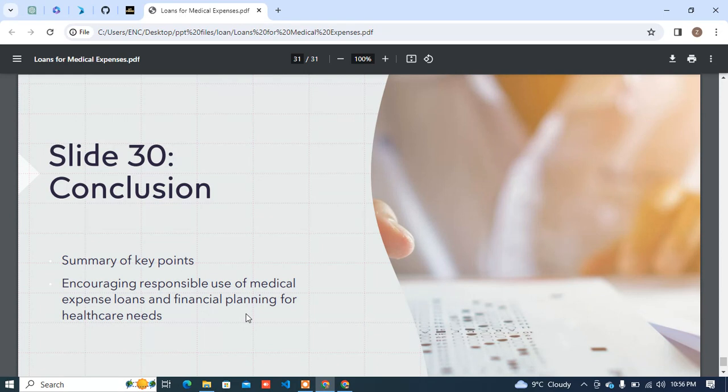And slide 30 is all about the conclusion. You have to keep in mind all the key points if you want to apply for a medical loan. Encouraging responsible use of medical expense loans and financial planning for healthcare needs.